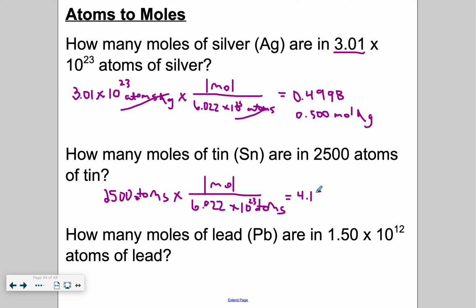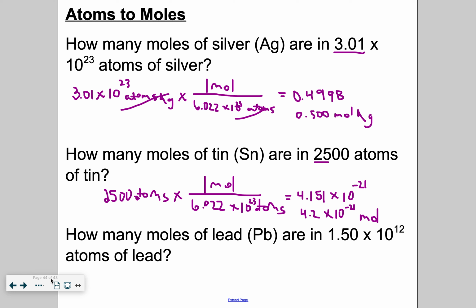4.151 times 10 to the negative 21. Okay, so now we have to go to sig figs. 2 sig figs. 4 point, can I round? Yes, I can. So 4.2 times 10 to the negative 21, and the unit is moles.